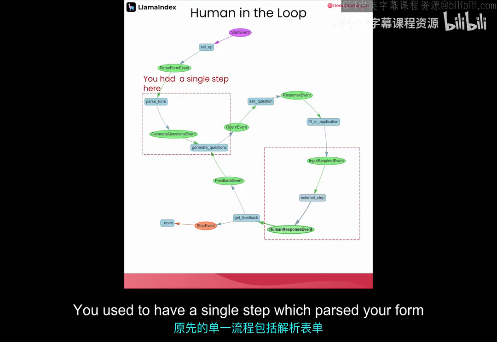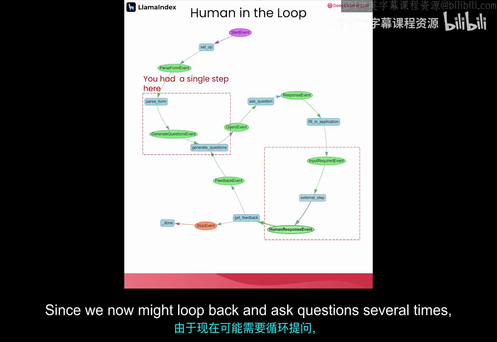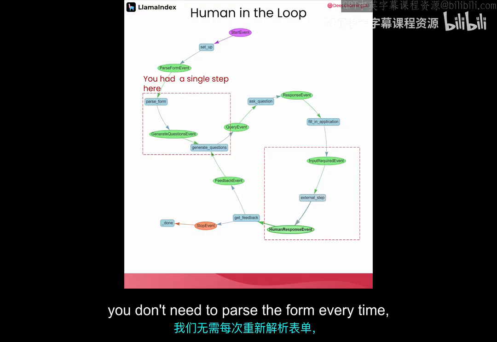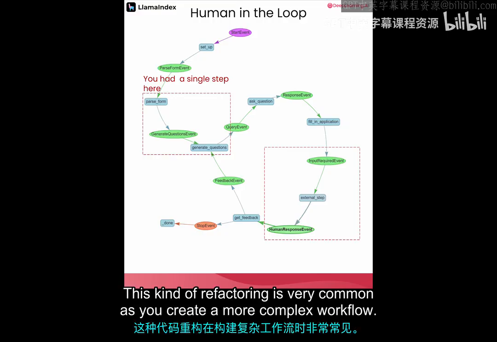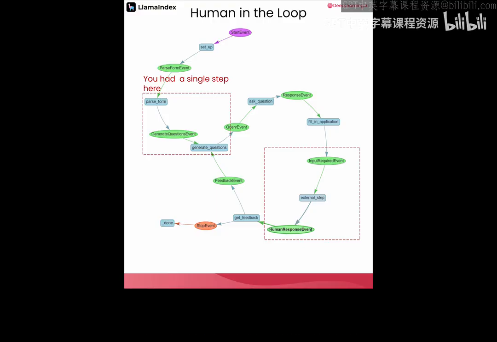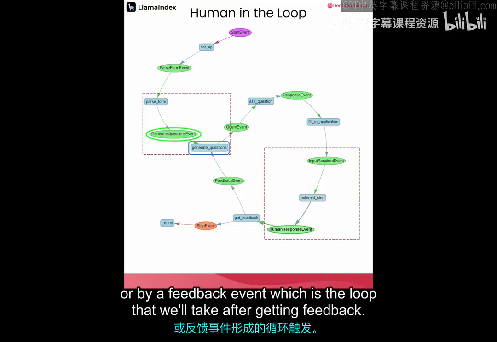You used to have a single step which parsed your form and fired off all of the questions. Since we now might loop back and ask questions several times, you don't need to parse the form every time, so we'll split up those steps. This kind of refactoring is very common as you create a more complex workflow. Your new generate questions step will be triggered either by a GenerateQuestionsEvent triggered by the form parser or by a FeedbackEvent, which is the loop that we'll take after getting feedback.